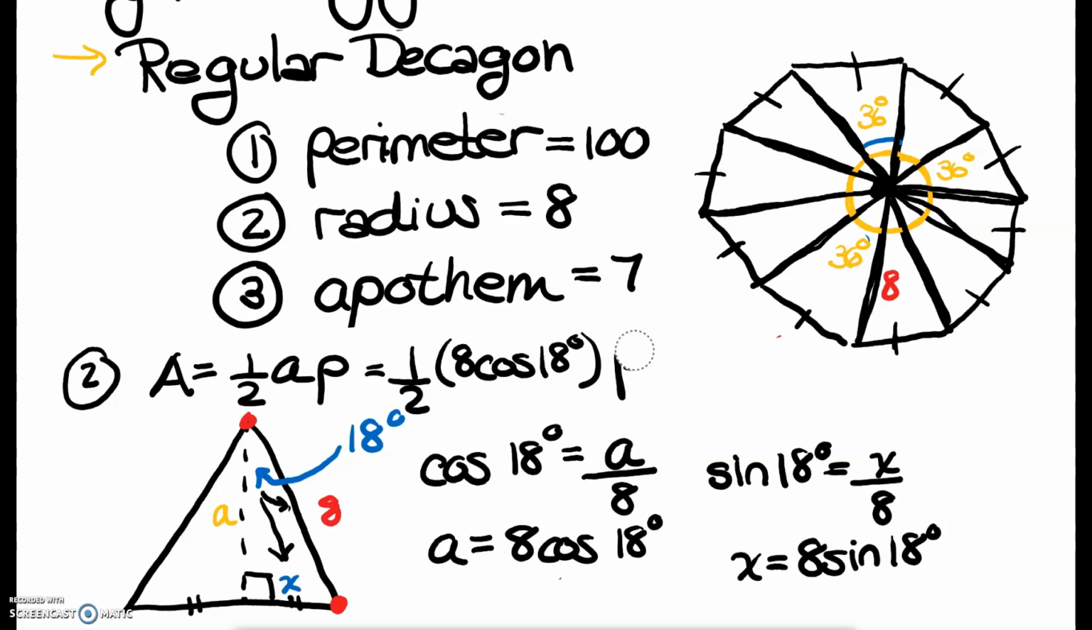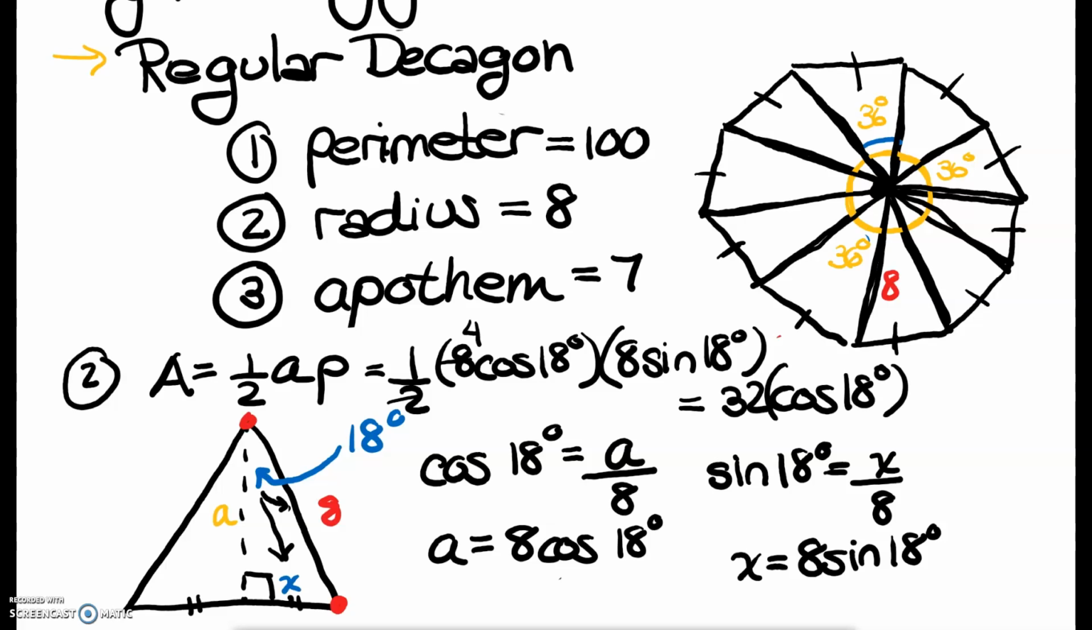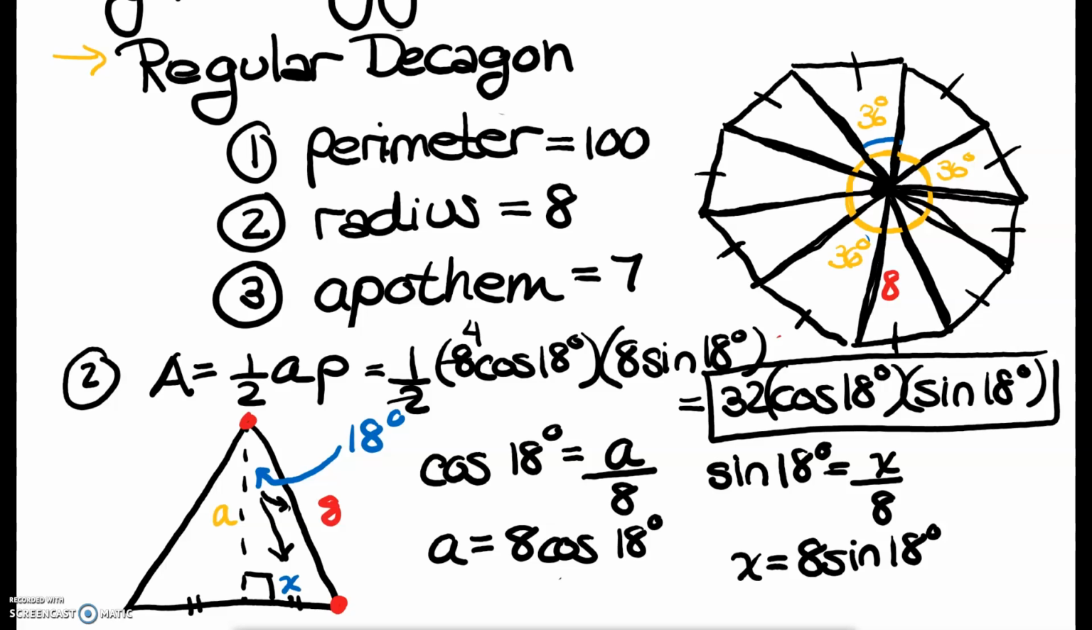So now when I plug that in for p, I get 8 sine of 18 degrees. And when I reduce one of those 8's to 4, I get a final answer of 32 cosine of 18 degrees times the sine of 18 degrees. And if you want to, you can plug that in your calculator if they ask you to approximate your answer.